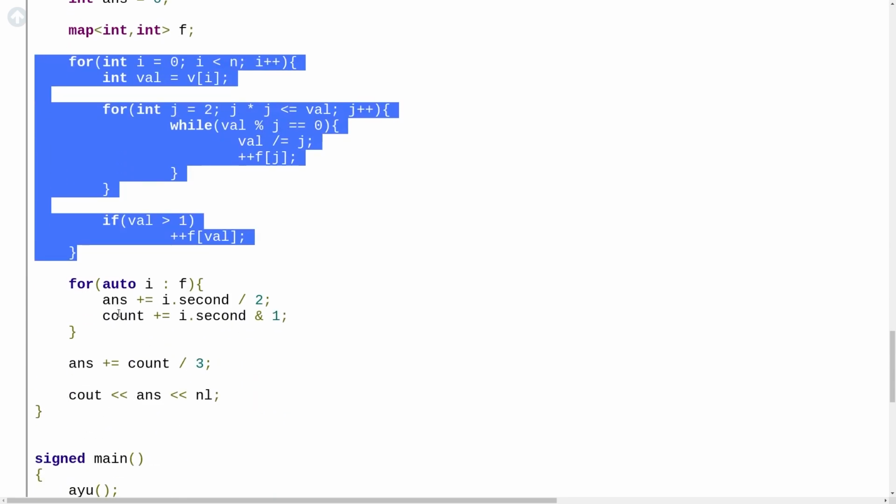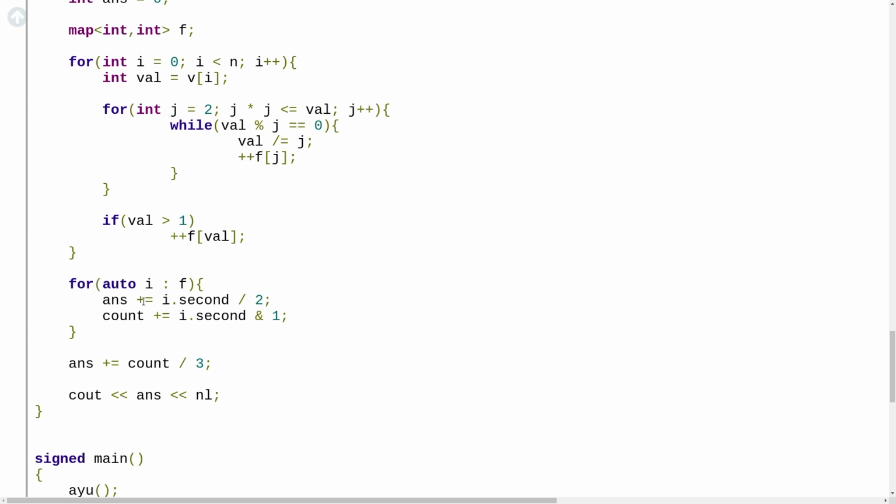Now at the end, once I have the frequency of all the prime factors, I can just traverse through this frequency map, and if the frequency allows pairs, I can count the number of pairs for each of the prime factors and increment my answer by that number of pairs. Now if there is one element left at the end, after forming all the pairs, I can add that to my count variable, right? So it will be i dot second dot count. Only one element will be left when the frequency is odd. So in that particular case, I can add 1 to my count.